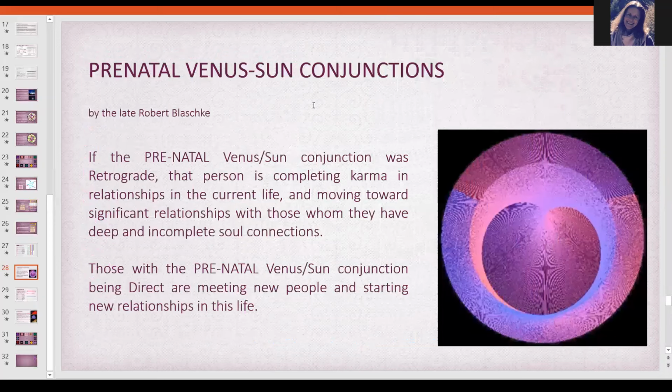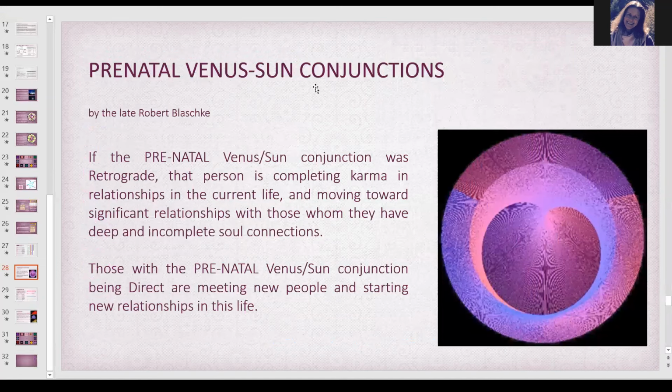Prenatal Venus-Sun conjunctions by the late Robert Blaschke. If the prenatal Venus-Sun conjunction was retrograde, that person is completing karma in relationships in the current life and moving towards significant relationships with those whom they have deep and incomplete soul connections. Those with the prenatal Venus-Sun conjunction being direct are meeting new people and starting new relationships in this life.